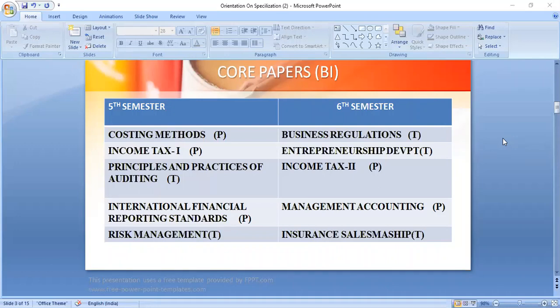For BCom BI students, please note you will have in 5th and 6th semester, each semester, 5 core papers that you need to learn, unlike BCom General. Core papers more or less are just shuffled, but otherwise you learn additional papers called risk management and insurance salesmanship in the 6th semester. I hope this is clear about the core papers for banking and insurance students of BCom.